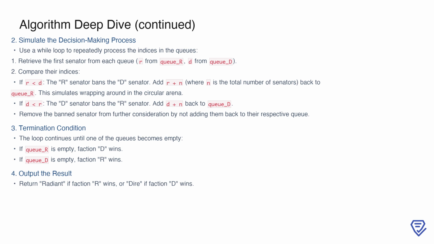The banned senator is effectively removed from the process because they are not re-added to their queue. This decision-making loop continues until one of the queues becomes empty. At that point, the faction with remaining senators is declared the winner. If Q_R is empty, the dire faction wins.